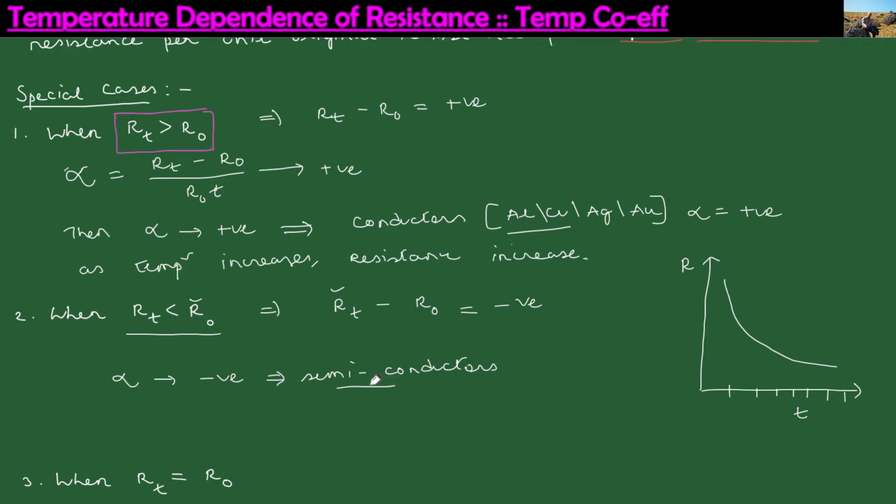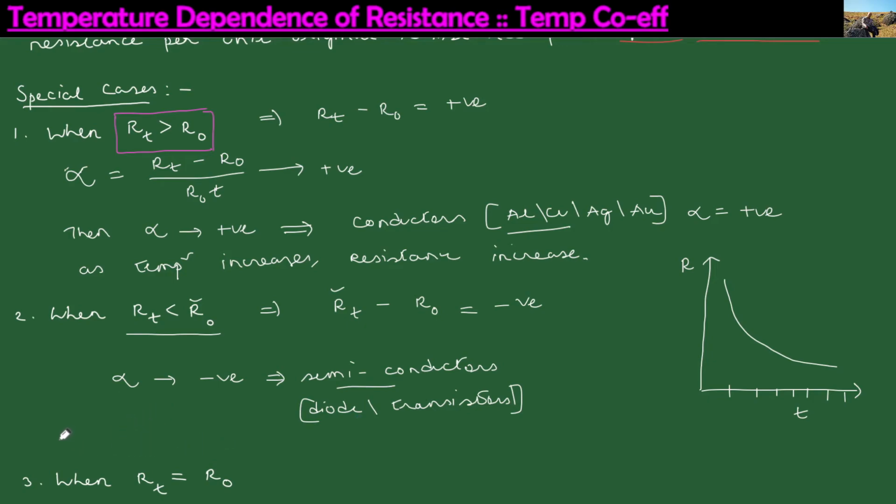So semiconductors will have a negative temperature coefficient. Examples include a PN junction diode, a transistor, and rectifiers. All of those will have negative values of temperature coefficient of resistance.